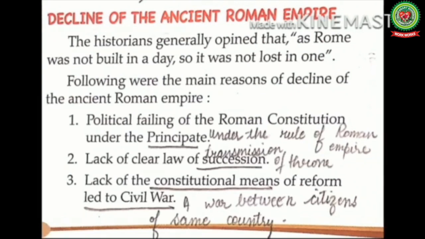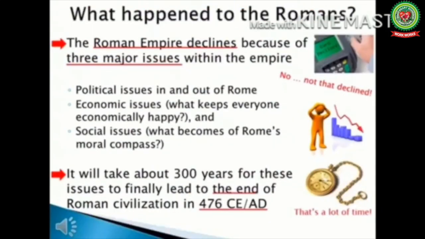Decline of the ancient Roman Empire. Decline means coming to an end. We will discuss why the Roman Empire came to an end. The Roman Empire declined because of three major issues: political issue, economic issue, and social issue.